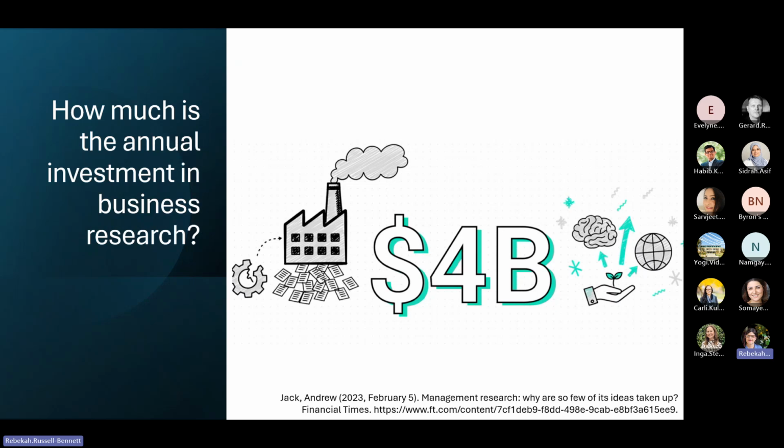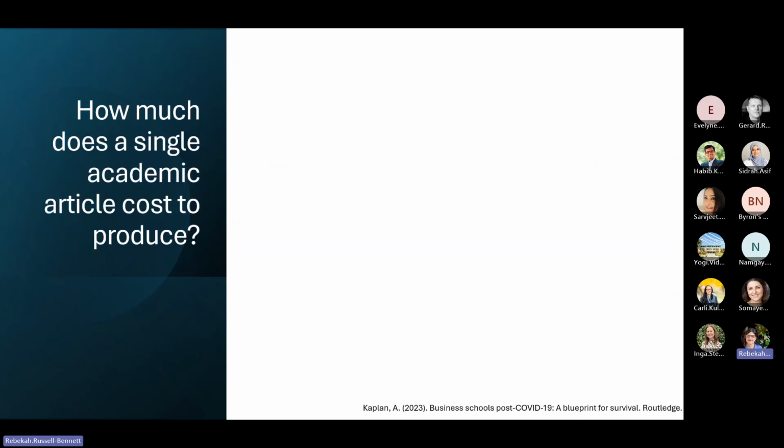And building on that question, my next question is, on average, again, how much does a single academic article cost to produce? 20,000. 100,000. Anyone else? 500. That's salaries and salaries. That's according to 2023. One article. So what do you think these numbers mean? We need to be impacted.